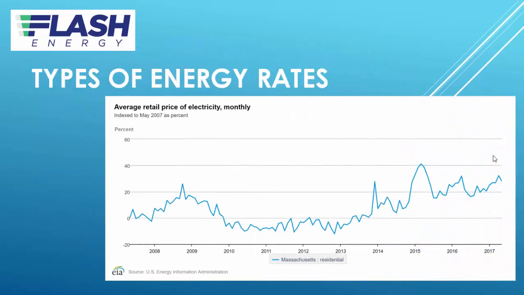Okay, so now let's talk about different types of energy rates. First of all, you've got fixed rates. So a fixed rate is just as the name indicates, it's a set price. In other words, okay, Mr. Jones, we're giving you 7.2 cents per kilowatt hour for the next 12 months. We're locking those rates in. So you lock them in at 7.2 cents per kilowatt hour. And no matter what happens with the market, whether the price fluctuates up or the price fluctuates down, either way, they are going to be locked in at that same low rate.